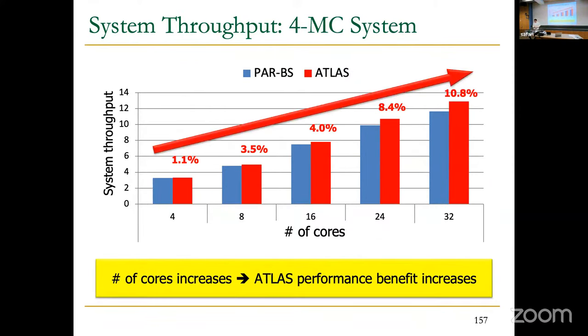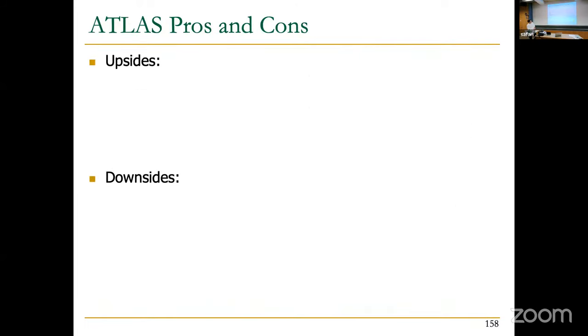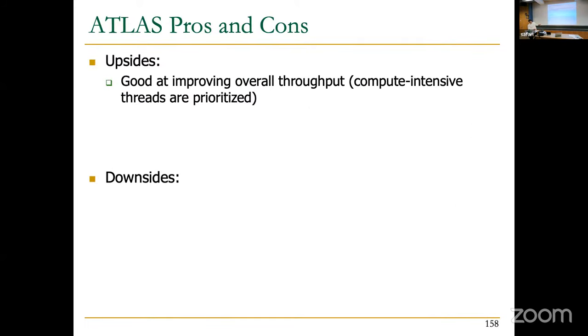And this is a 4-memory-controller system where we scale the number of cores. As we increase the number of cores, ATLAS's performance benefits also increase. Now, I didn't describe the mechanism at all, but I'll talk about the strengths and weaknesses, and we will end the lecture there. This is good at improving overall throughput, because it prioritizes compute-intensive threads to a greater extent than PAR-BS does, because PAR-BS is limited in what it can see inside a batch. This has a wider view of memory requests than PAR-BS.